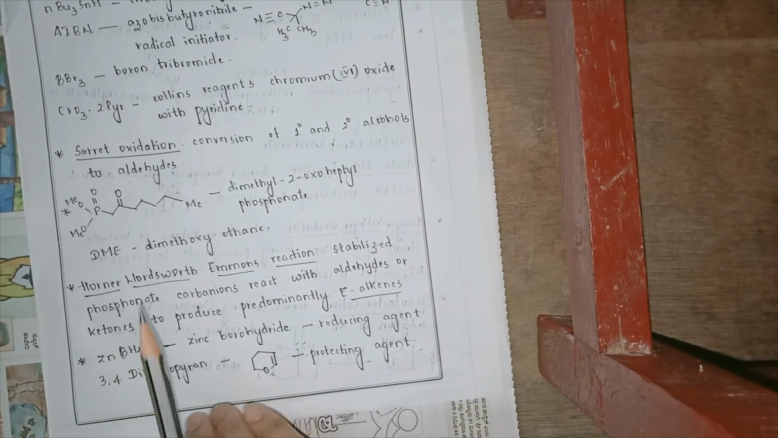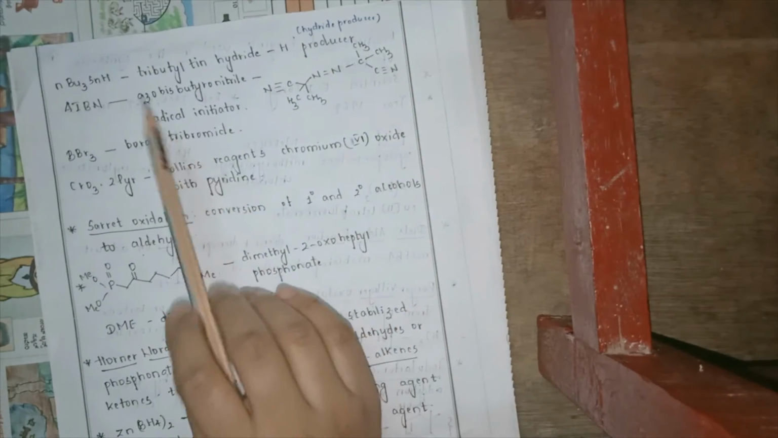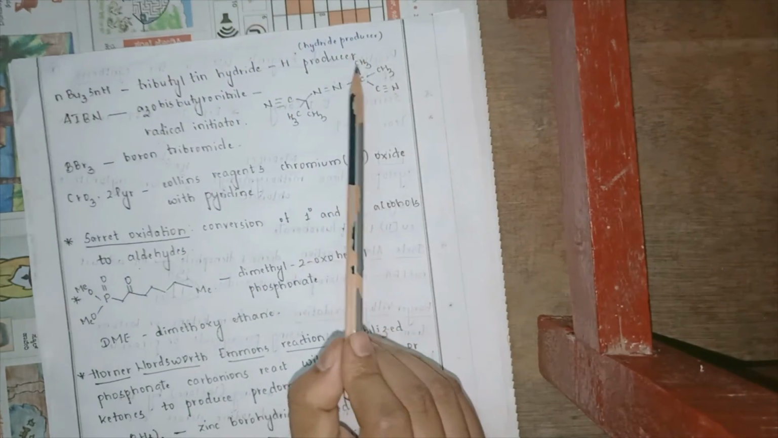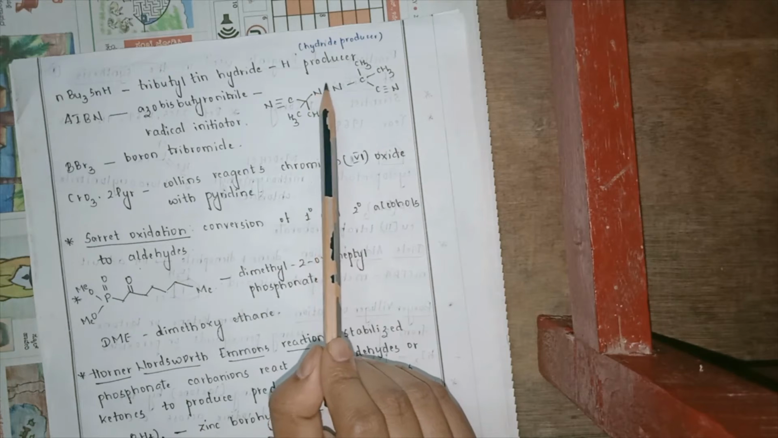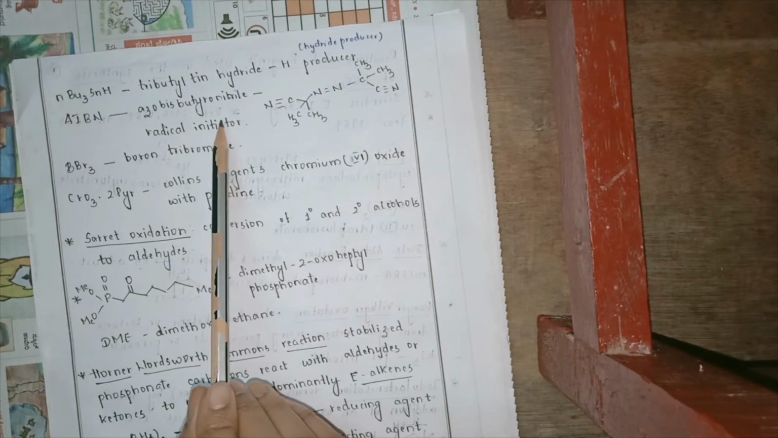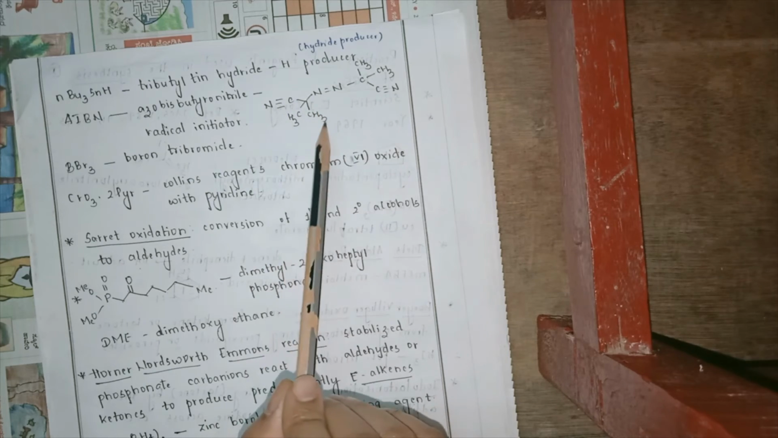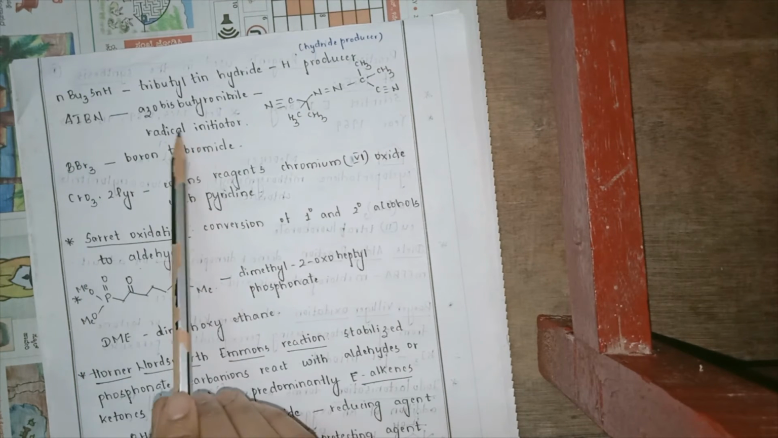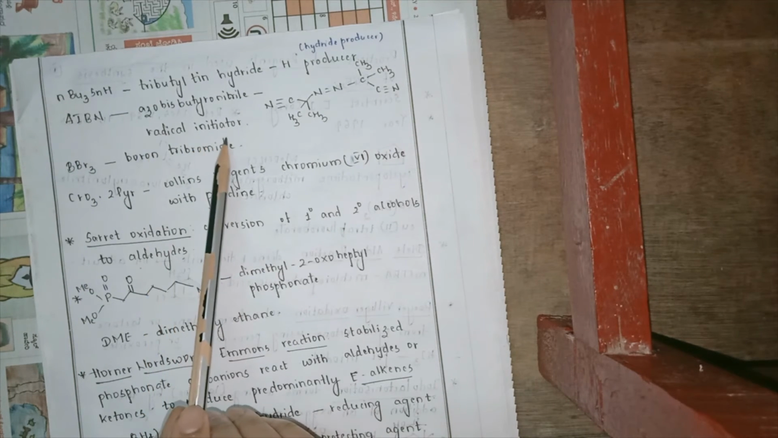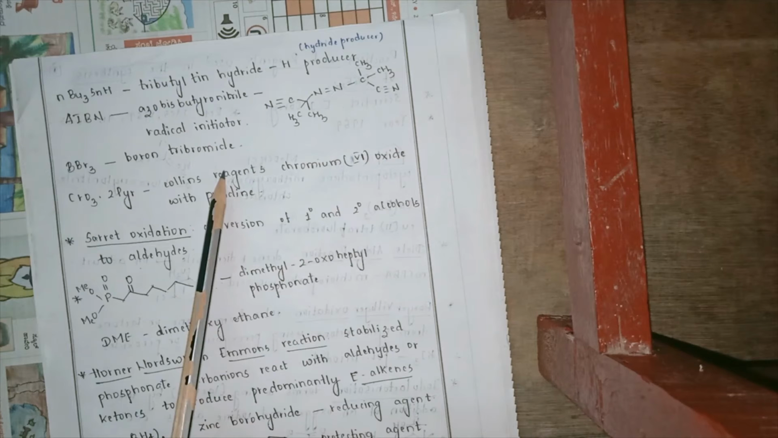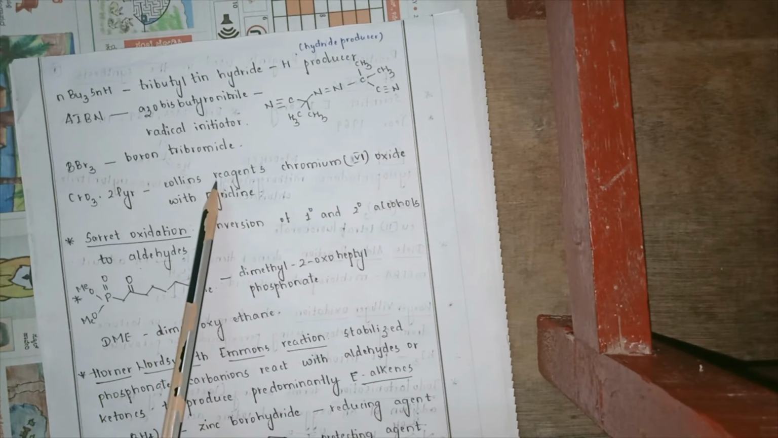The next reagent in this particular system is tributyl tin hydride. Tributyl tin hydride helps as a hydride producer, which is actually helped by a radical initiator called azobisisobutyronitrile. That means a butyl system is present and a nitrile system is present. This particular reagent is called AIBN, which is a radical initiator. BBr3, that is boron tribromide, is also used so that there is an addition reaction.